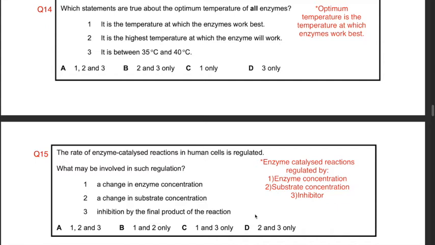Let's look at statement 2 and 3. It is the highest temperature at which the enzyme will work. That is incorrect because some enzymes work at low temperatures and some enzymes work at very high temperatures. Therefore, it is not true for all enzymes. 3. It is between 35 and 40 degrees Celsius. That is also incorrect. Again, some enzymes could work at very low temperatures. Some enzymes could work at above 40 degrees Celsius. Therefore, it is not true for all enzymes, leaving us with the best possible answer, that is C, 1 only.